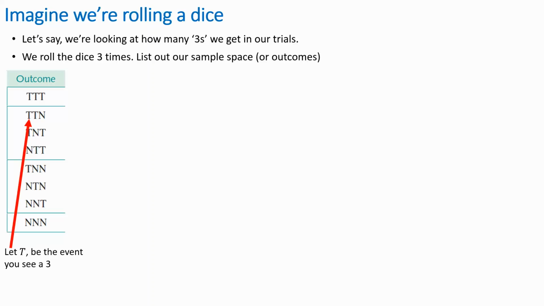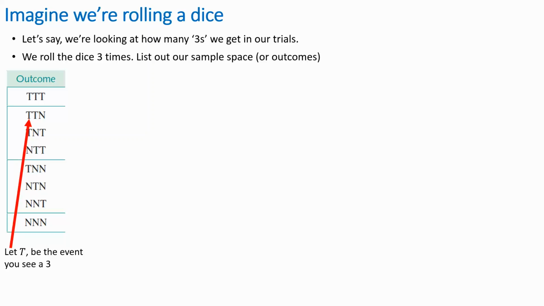For the first one, I'm saying that out of 3 rolls I'm going to get a 3, 3, 3. So threes happen all 3 times. In this example, TTN just means I'm going to get a 3, 3, and then not a 3. I could also get a 3, not a 3, and a 3. I can get a not a 3, and a 3, and a 3. So I'm listing out all my possible outcomes on how many times I can get a 3 or don't get a 3.